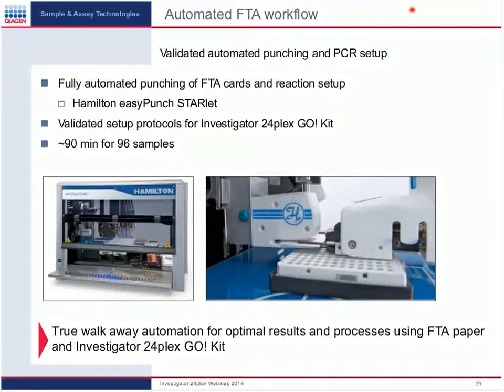So this Hamilton Easy Punch is a true walkaway automation for optimal results, and you can use it for FTA paper with the Investigator 24plex Go kit.